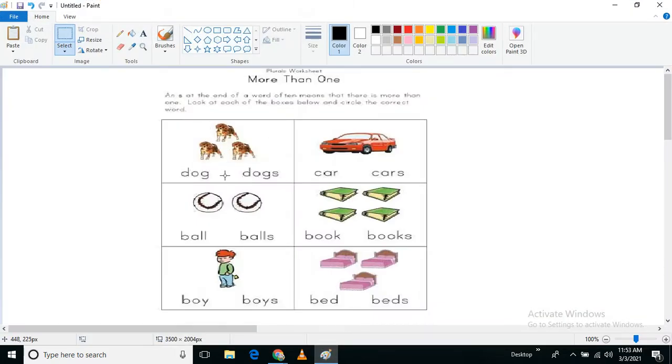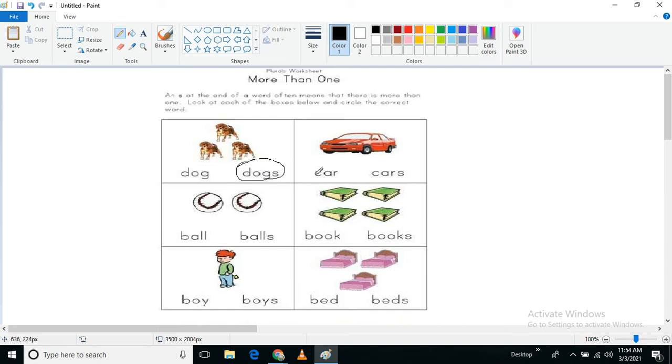Okay, so students, see, is this one dog or many dogs? Many dogs. Read this: D-O-G-S, dogs. So you have to circle the plural. Okay, dogs. Dog, one dog and many dogs. Now this dog, dogs. So these are dogs, so we have to circle dogs, right?